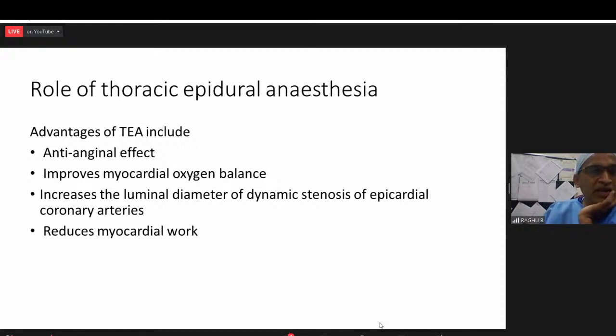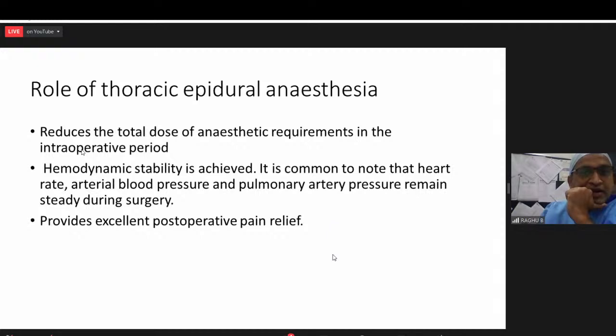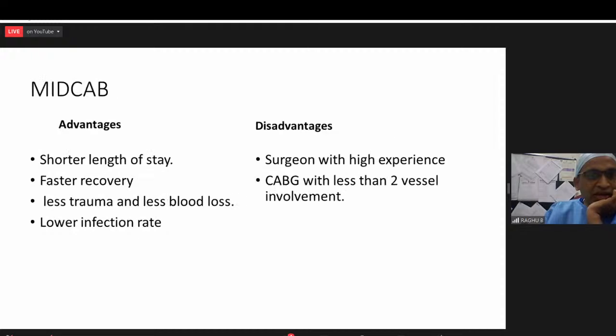The main advantage of thoracic epidural anesthesia is its anti-anginal effect. It improves the myocardial oxygen balance, increases the luminal diameter of dynamic stenosis of epicardial coronary arteries, reduces the myocardial work, reduces the total dose of anesthetic requirement intraoperatively, and provides good postoperative pain relief management through the epidural catheter.